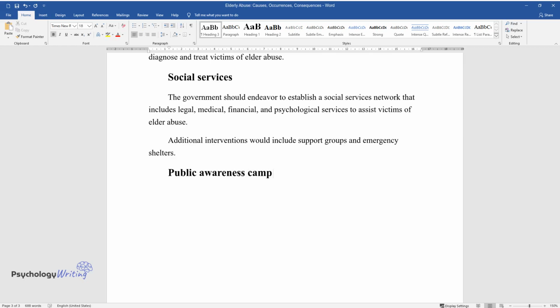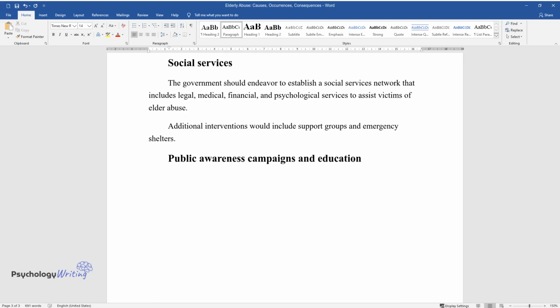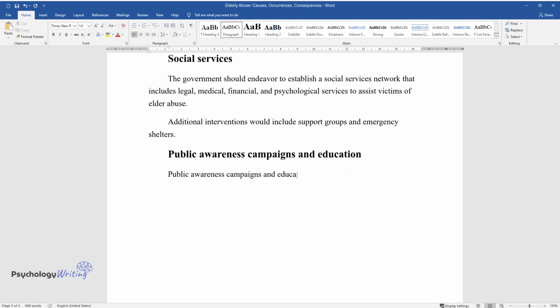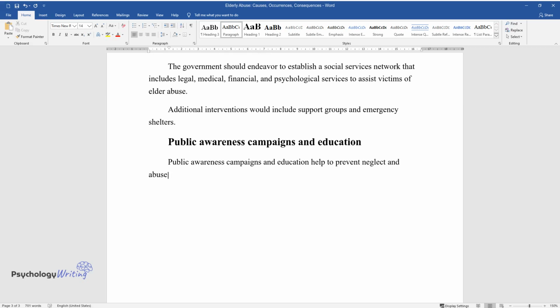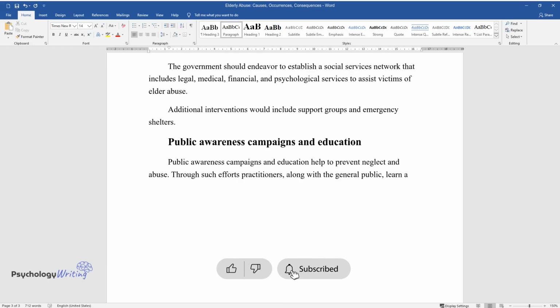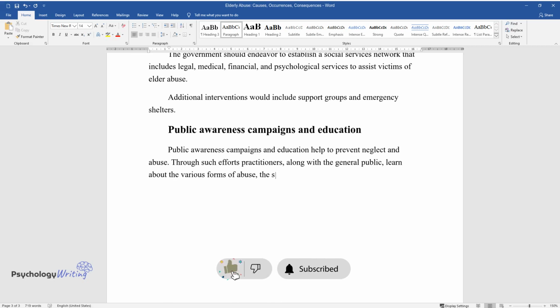Public awareness campaigns and education. Public awareness campaigns and education help to prevent neglect and abuse. Through such efforts, practitioners, along with the general public, learn about the various forms of abuse, the symptoms and signs of elder abuse, and where to go for help.